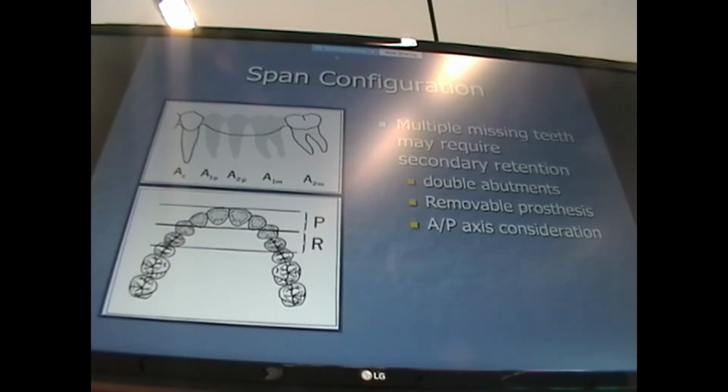Again, looking at that case, would I make an 8-unit bridge? Well, 40 years ago I did. Today, no. Today that would either be a removable partial denture or an implant case. So you have to look at things in the age in which you're doing them.